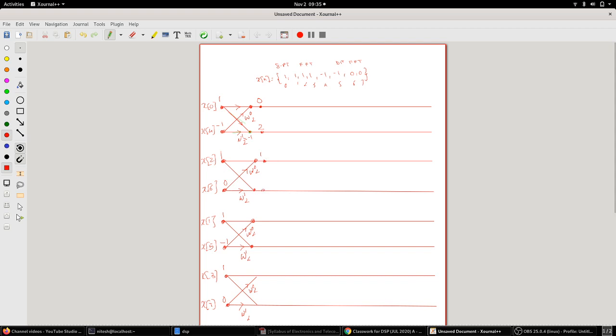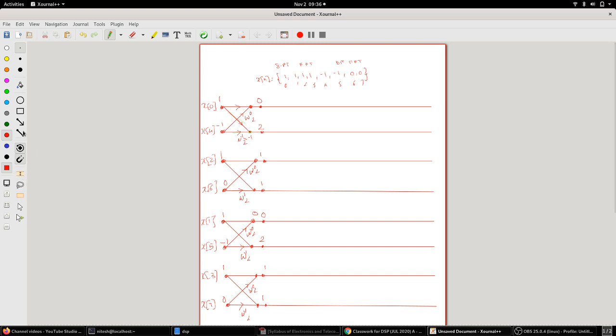So 1 plus 0, this will be 1, 1 minus 0, this will be 1, 1 minus 1, this will be 0, 1 minus of minus 1, this is 2, 1 plus 0, this will be 1, and 1 minus 0, this will be 1. Okay, so this is what you have now. This is the 2-point butterfly structures that we have drawn.